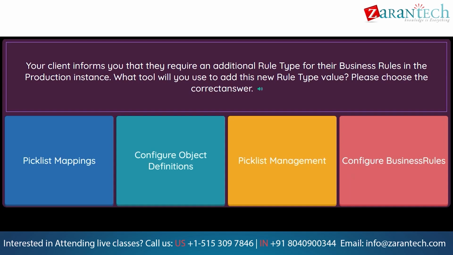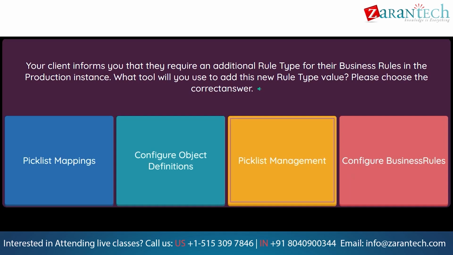Question: your client informs you that they require an additional rule type for their business rules in the production instance. What tool will you use to add this new rule type value? Please choose the correct answer. Option 1, Picklist Mappings. Option 2, Configure Object Definitions. Option 3, Picklist Management. Option 4, Configure Business Rules.